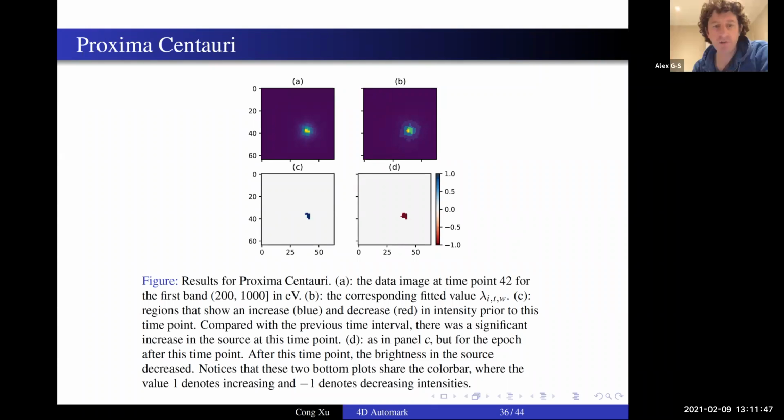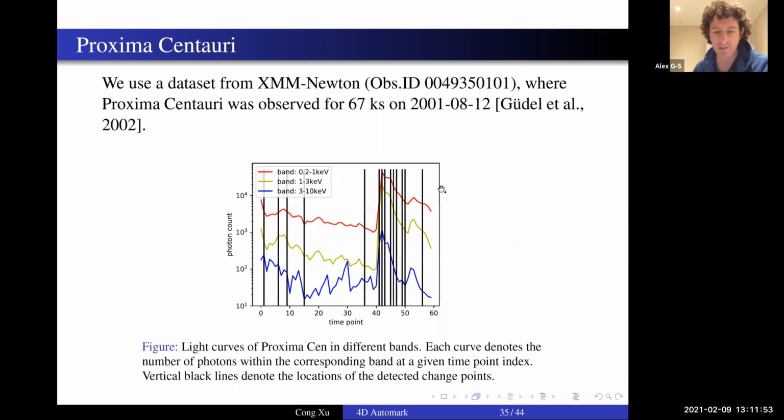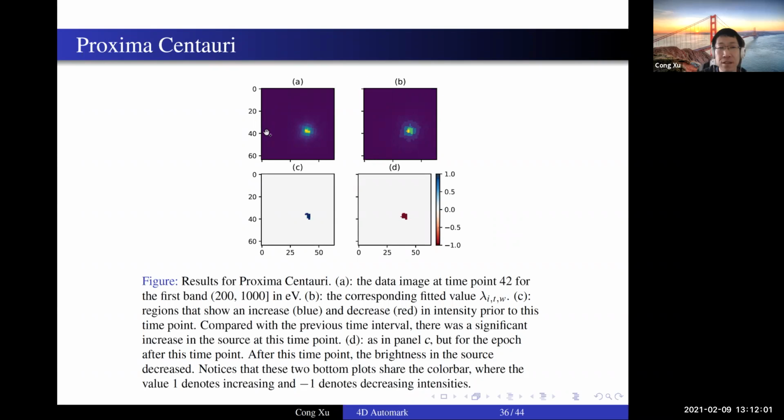Is this a point source? Yes, a point source like that. The angular resolution of XMM is much wider than the actual size of this object. So we keep some other background information in this image, just to see whether our model could successfully detect what we want.